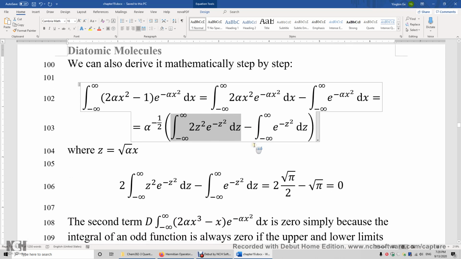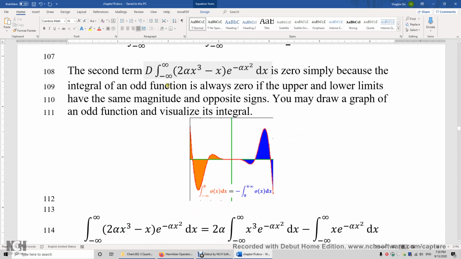So these two cancel. You can also use Wolfram Alpha to calculate the integral of this exponential function. All you need to do is open wolframalpha.com and enter: integrate e to the power of negative z squared from negative infinity to positive infinity. That's it, and you'll get the square root of pi. You can also do this one, and you'll also get the square root of pi. This one is 0 because we're integrating an odd function.